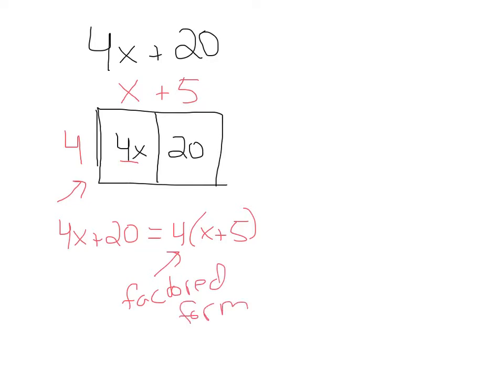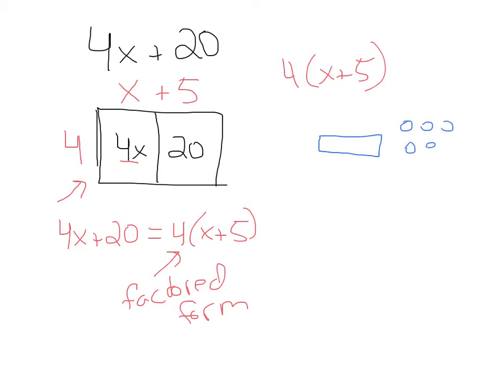Thinking a little bit backwards, I'm actually going to take 4 times x plus 5 and use algebra tiles to demonstrate that this is still equal to 4x plus 20. So this is the idea of if I had an x tile and then I had 5 just individual 1 tiles, 1, 2, 3, 4, 5.